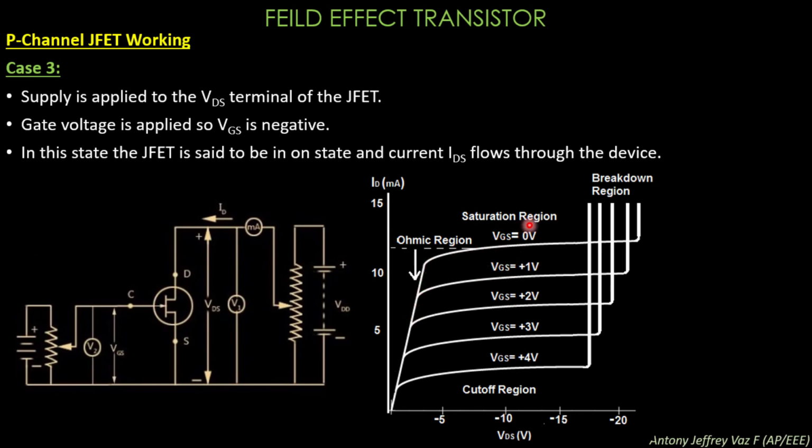Above the ohmic region you have a saturation region. After the saturation region, if you go on increasing the VDS voltage, the breakdown will occur.